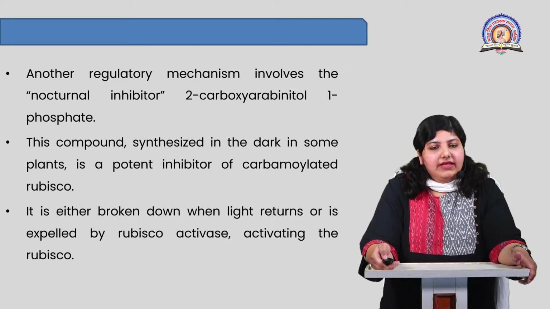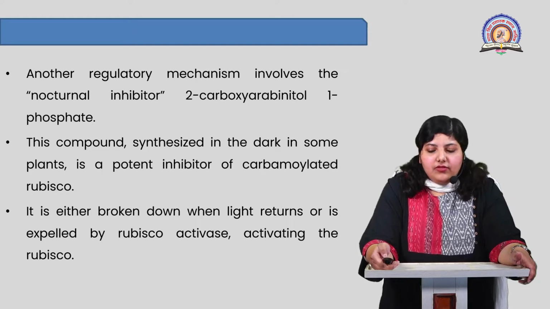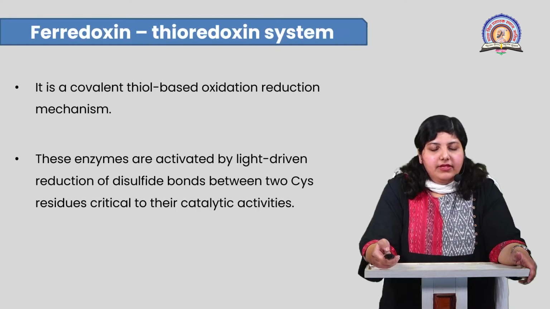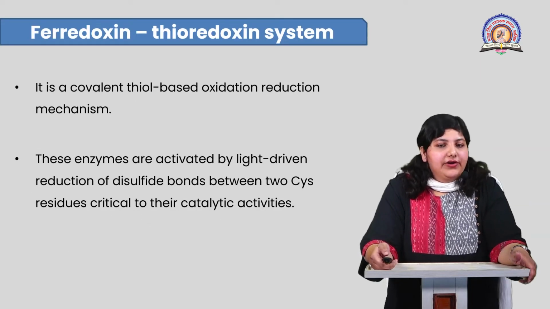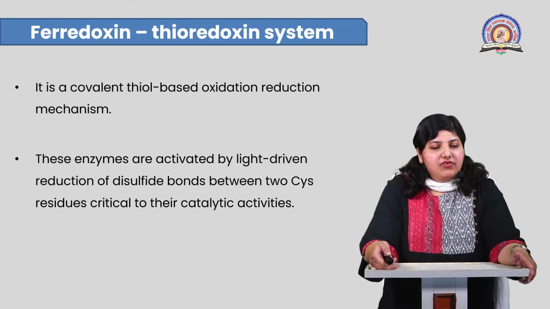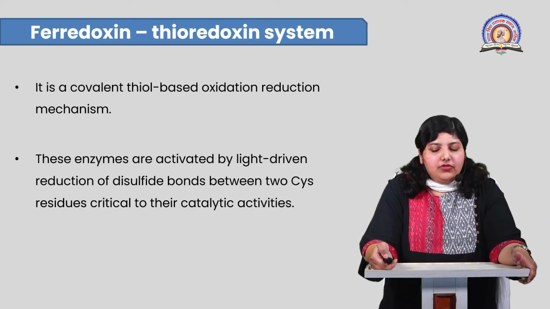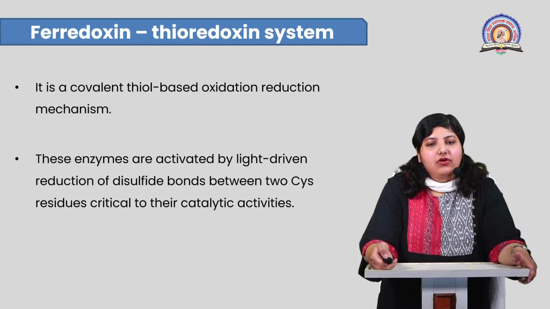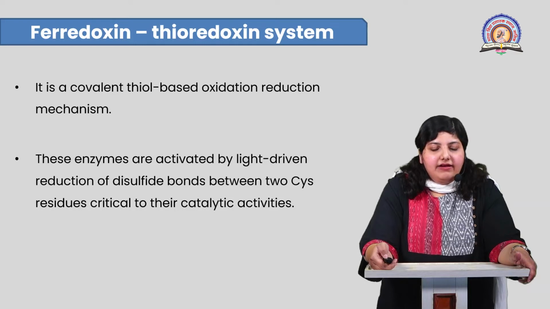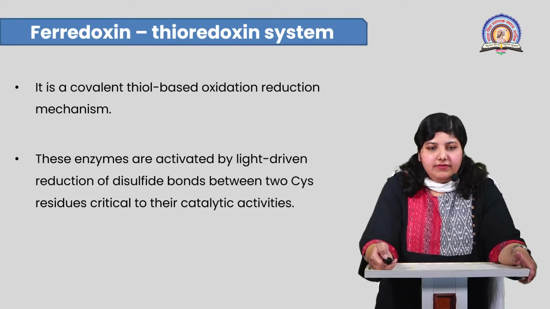Now the other 4 enzymes which were written in the list are activated by some other mechanism, and that is the ferredoxin thioredoxin system. Those all 4 enzymes are activated by the ferredoxin thioredoxin system. So this is a covalent thiol-based oxidation reduction mechanism. These enzymes are activated by light-driven reduction of disulfide bonds between 2 cysteine residues critical to their catalytic activities.